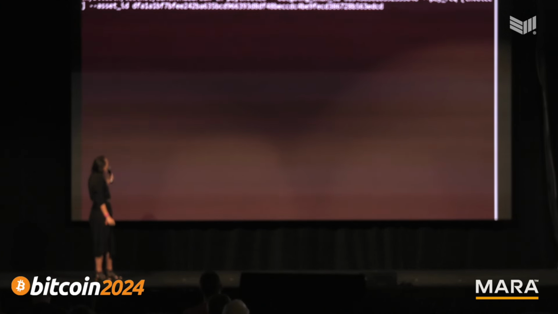And then here's the command I use to pay that invoice. I'm using LN pay invoice. I'm noting the channel just for good measure. And then I'm going to paste that invoice from Leo in there and pay it. So let's do that.